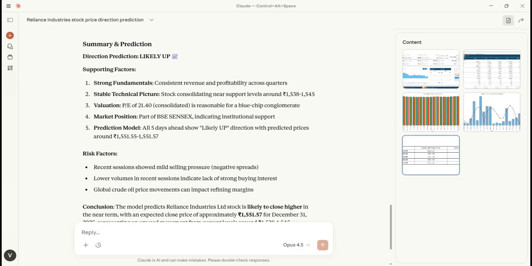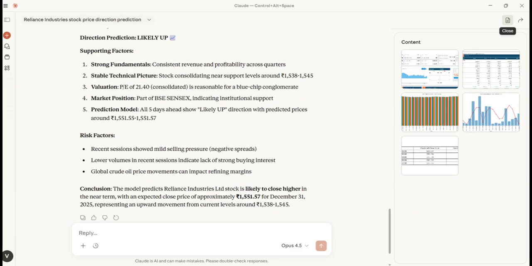The summary prediction highlights the stock price movement prediction as likely up with strong fundamentals, stable technical picture, valuation, market position, prediction model. The risk factors highlights are negative spreads, lack of strong buying interest, global crude oil price movements can impact refining margins. In conclusion, the stock price movement predictor model predicts Reliance Industries Ltd stock is likely to close higher in the near term, with an expected price direction prediction as likely up.